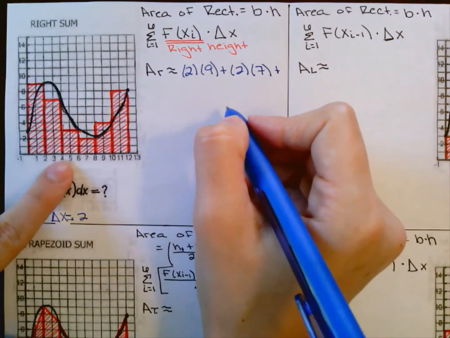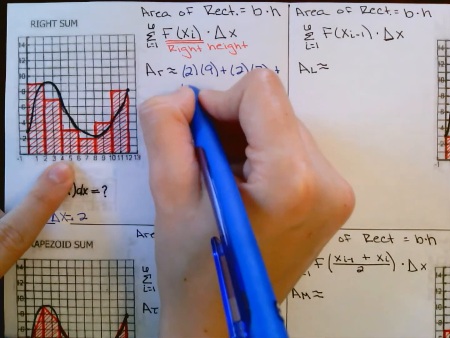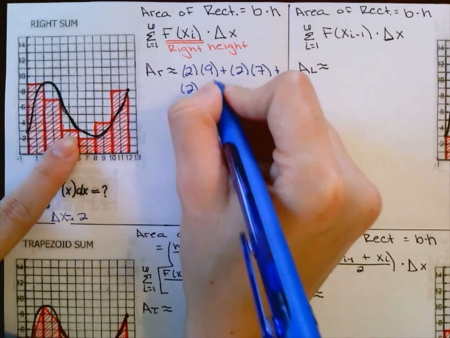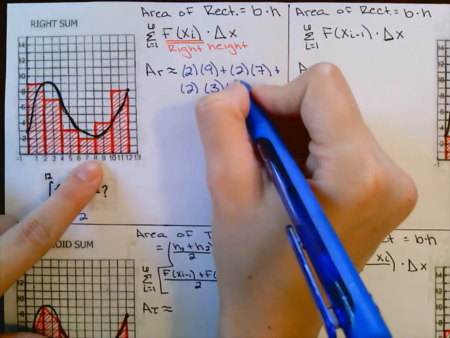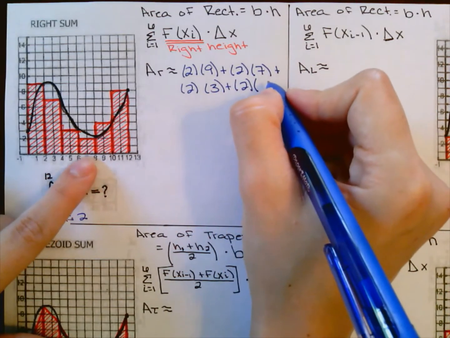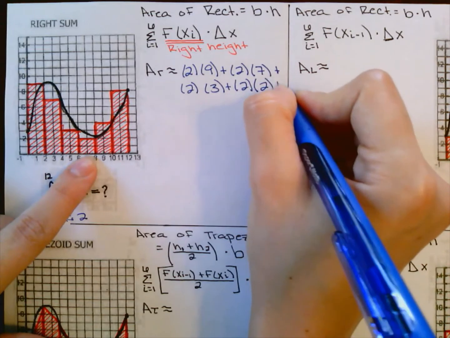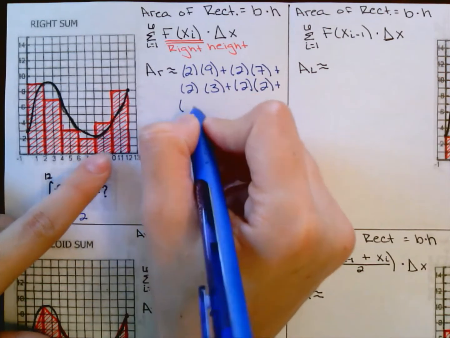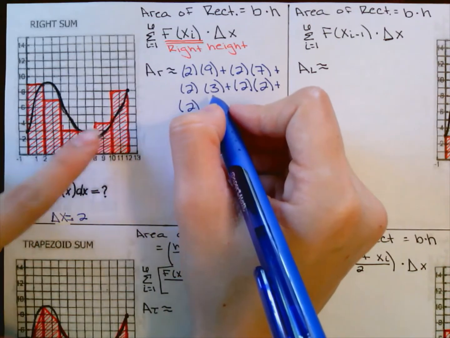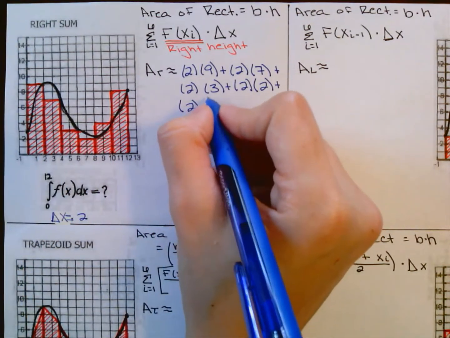Move on to the next one. My base is 2. My height according to the right is 3. Next one, my base is 2. My height according to the right is 2. Next one, my base is 2. My height according to the right is 4.